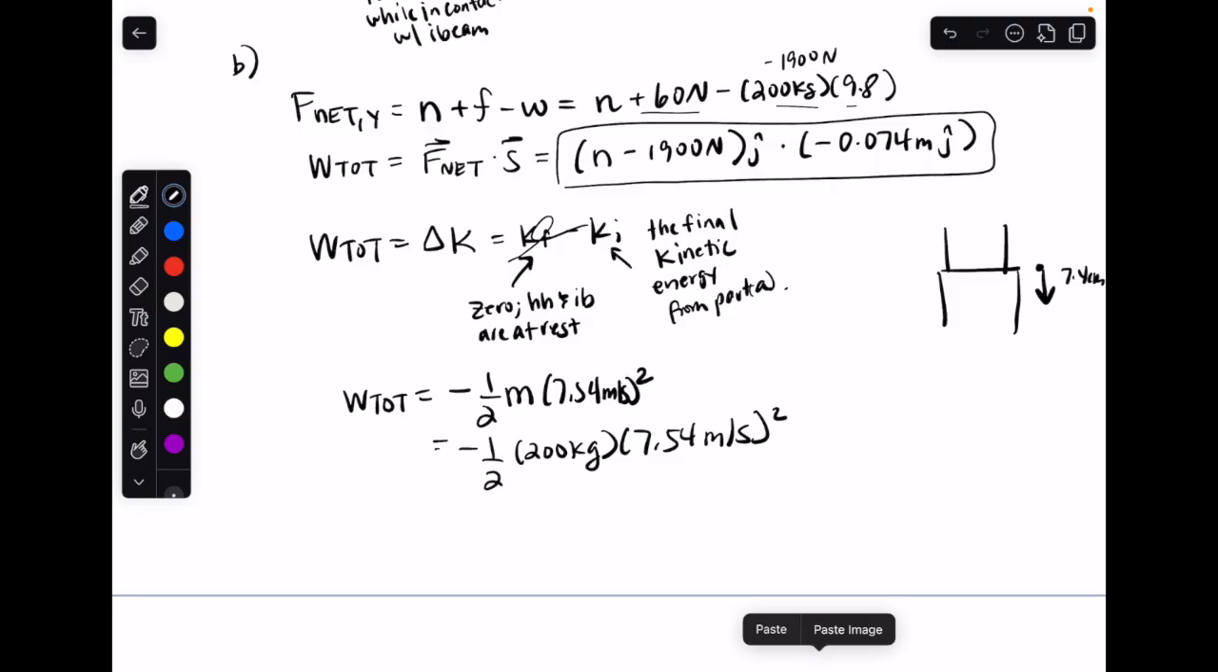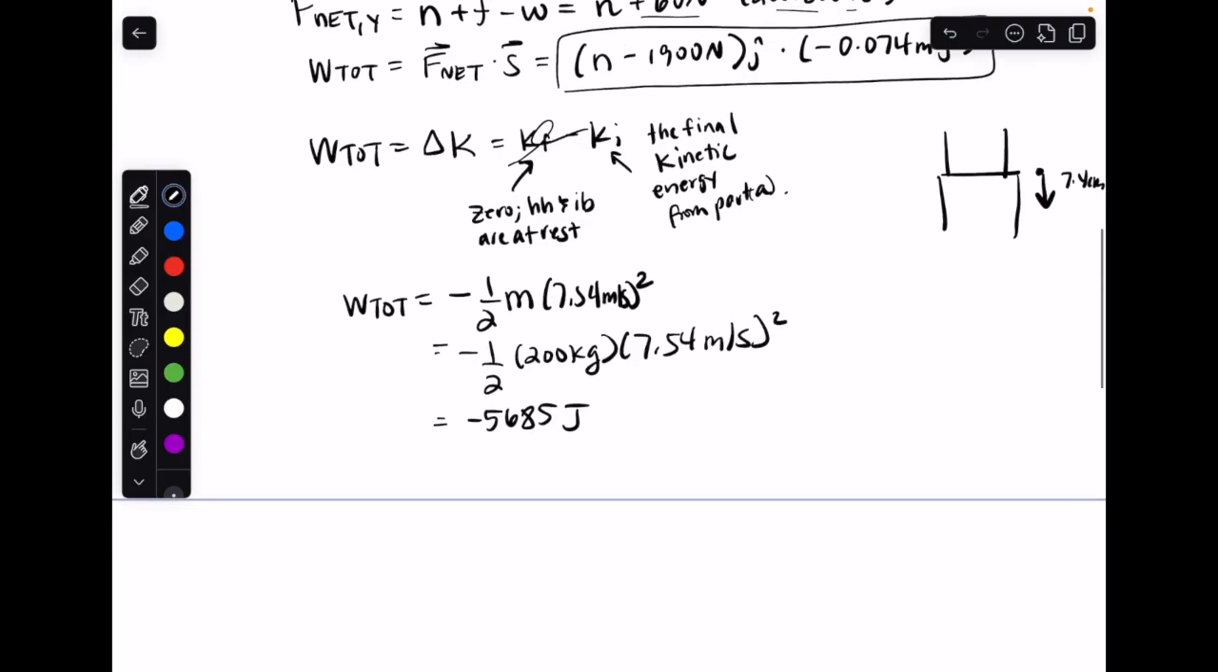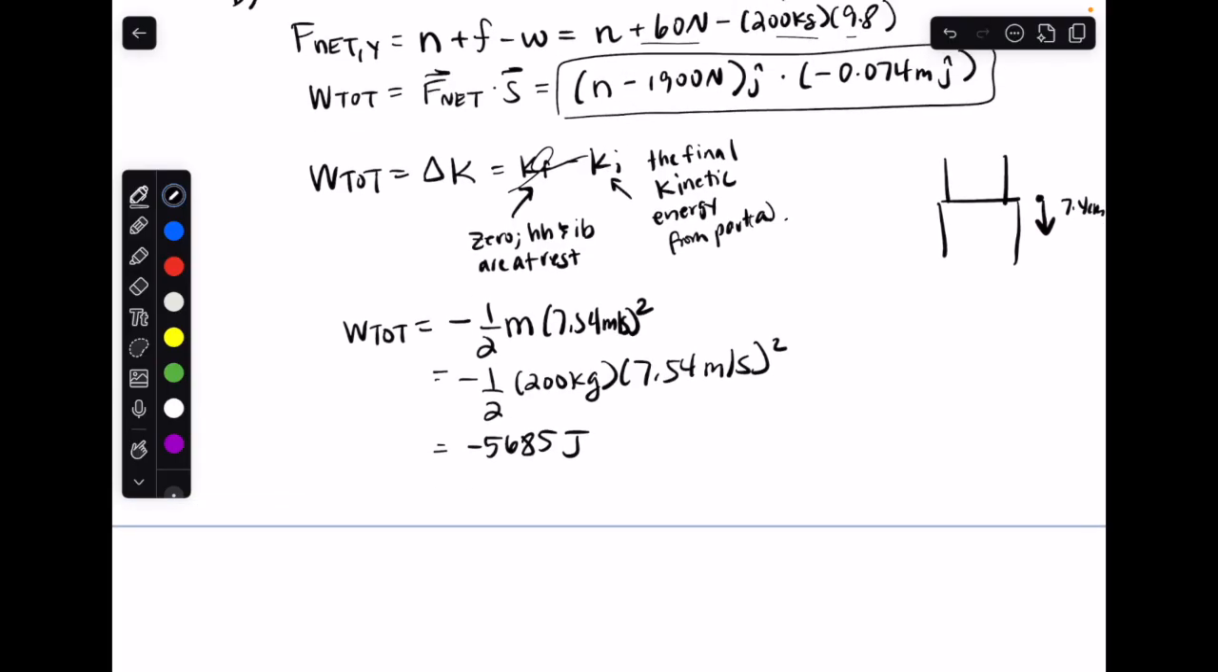We get negative 5,685 joules. Okay, so we found the work done by using the change in kinetic energy, and we got a value. And we have an expression for the work done using the force times the displacement. So let's set them equal to each other and find N.